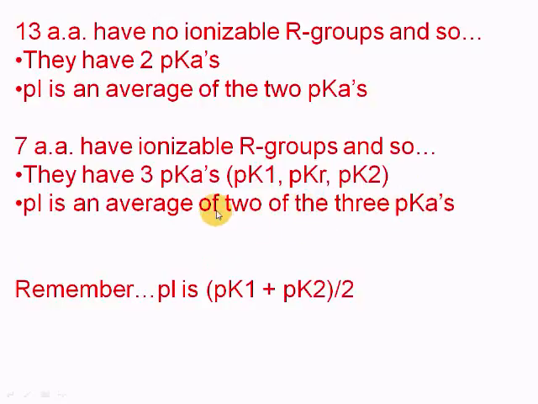And I'm going to have a video that shows you how to determine the pI on the ionizable R groups. And just a reminder that pI is pK1 plus pK2 divided by 2. That would work for these 13 amino acids. It's really easy to find the pI, but it's a little bit trickier for the 7 ionizable R groups, because do you use pK1 plus pK2, or do you use pK1 plus pKr, or do you use pK2 plus pKr?